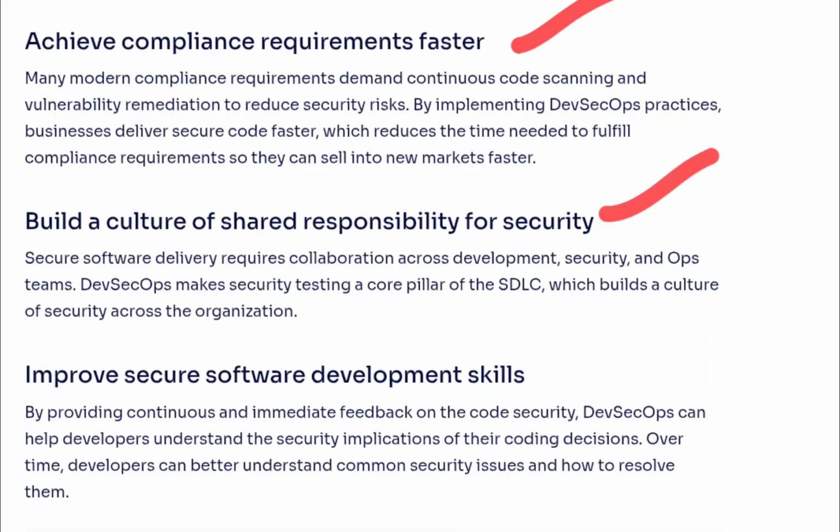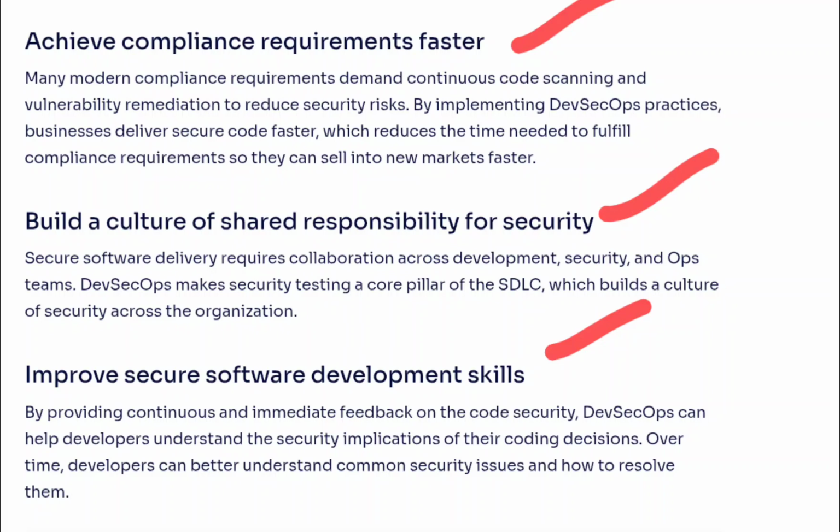And the next goal is to build a culture of shared responsibility for security. Secure software delivery requires collaboration across development, security, as well as operations teams, as discussed. DevSecOps makes security testing a core pillar of CI/CD and the software development lifecycle, which builds a culture of security across the organization level. And the last goal is to improve secure software development skills.